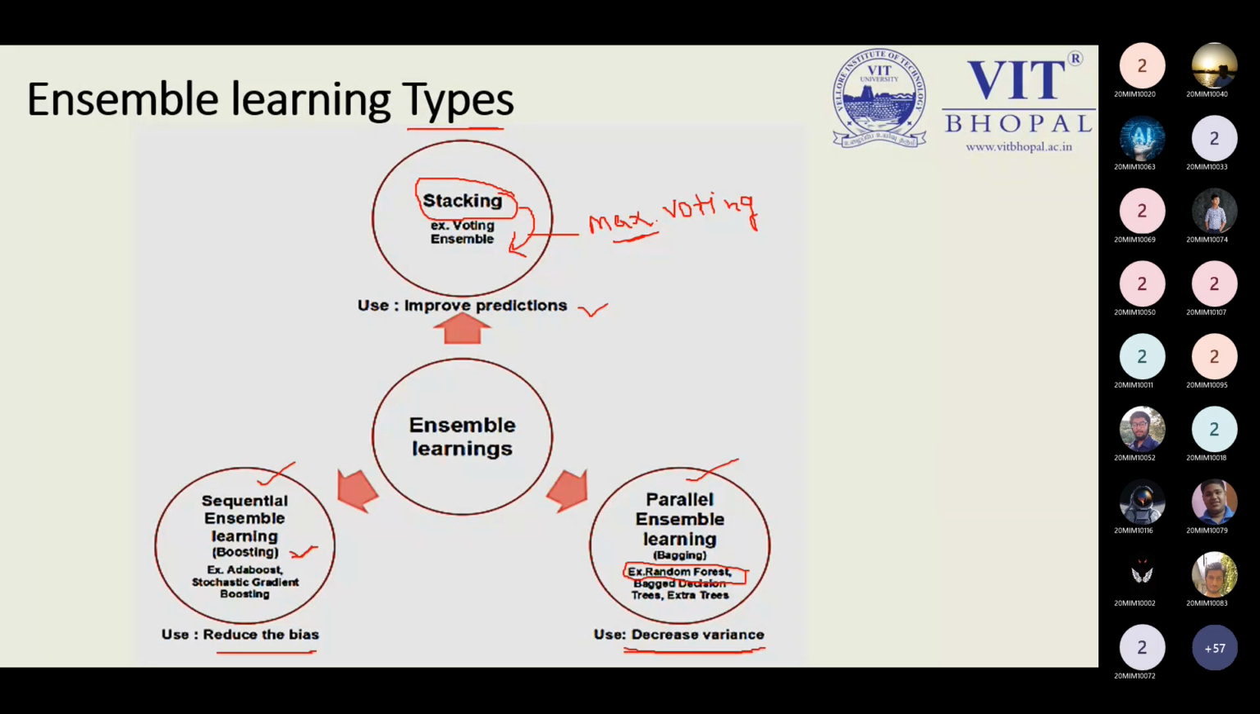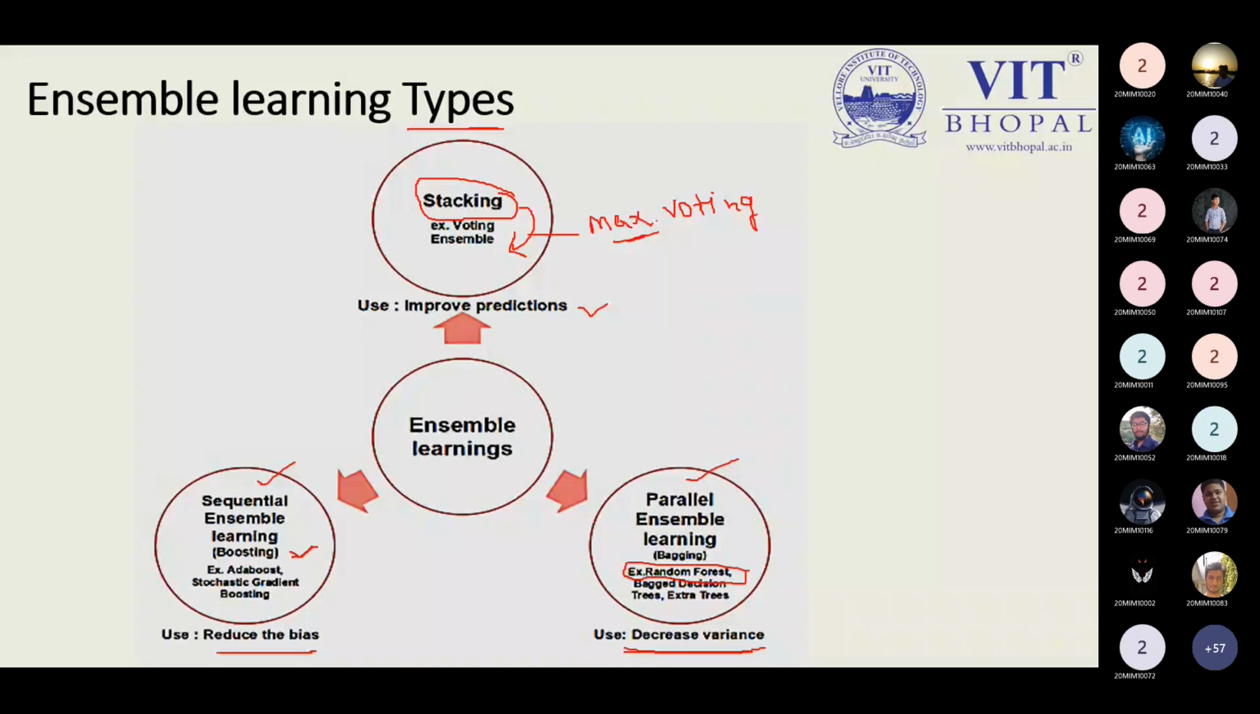If I need to reduce the bias, then I have to go for the boosting approach, which is sequential ensemble learning, and here I can use AdaBoost. And if I need to use parallel ensemble learning, I'm talking about bagging. Random forest is the best example, and here I have to decrease the variance. So we need to identify its usability, and based on the usability, we can use the respective algorithm.